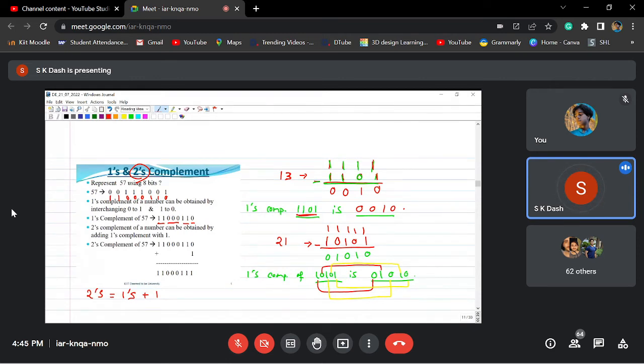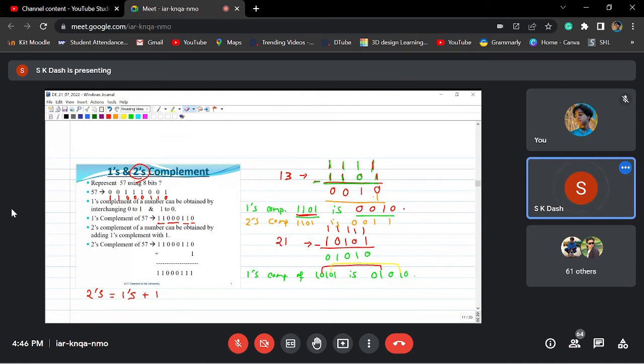Okay. So we have already done this here. For 13, the ones complement is 0010. If I add 1 here, what will happen? How much will you get? 0011. 1 plus 0 is 1, and all the rest stay 0. So 0011.